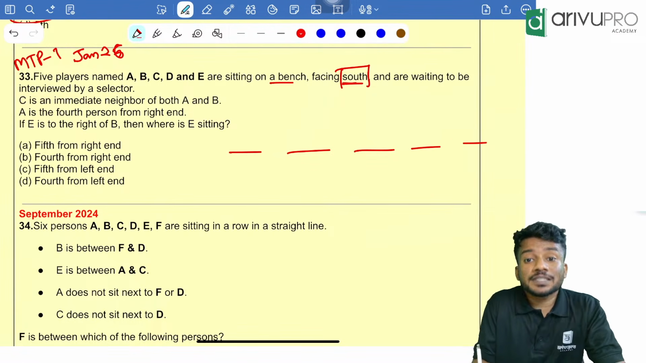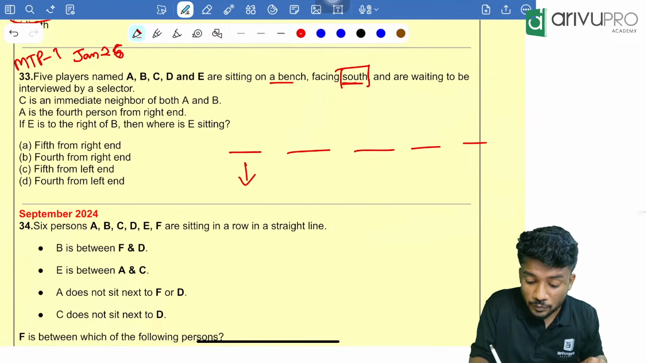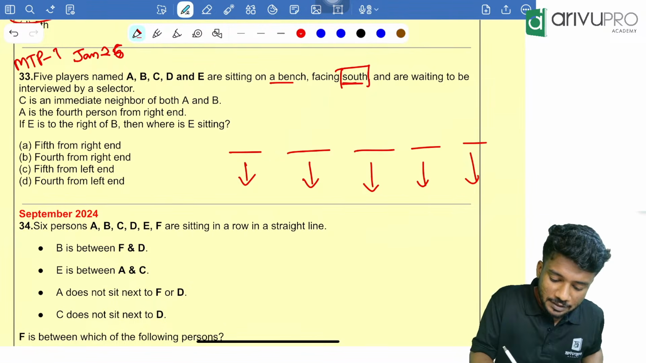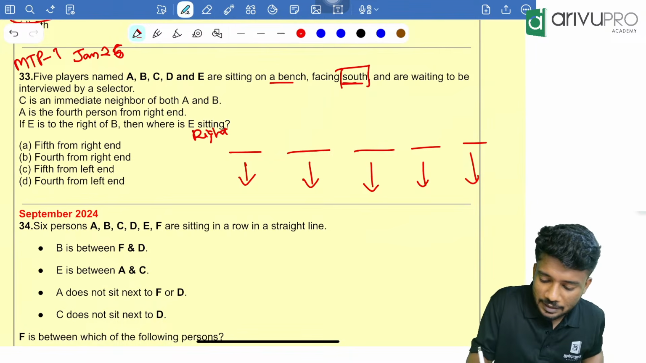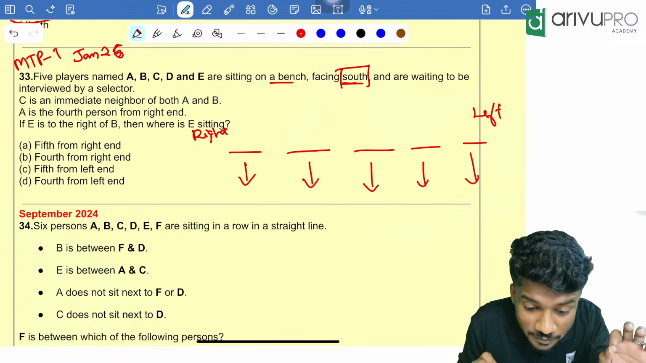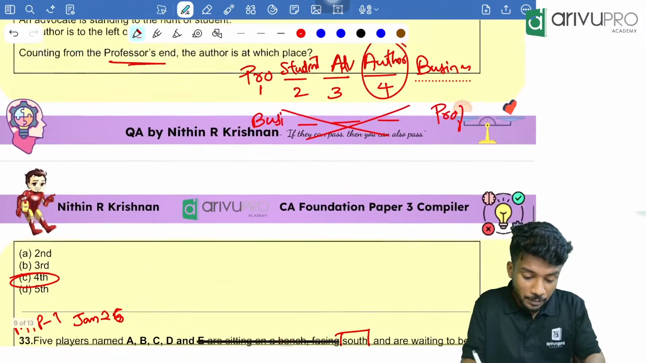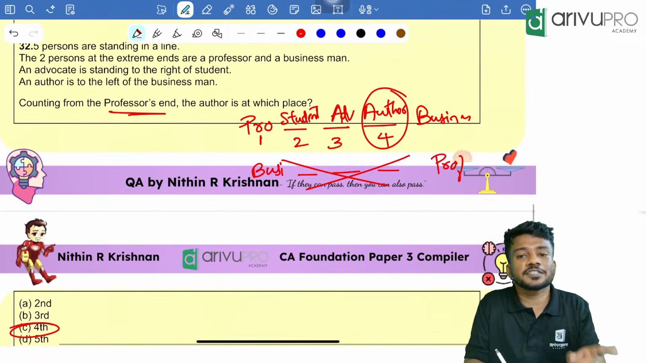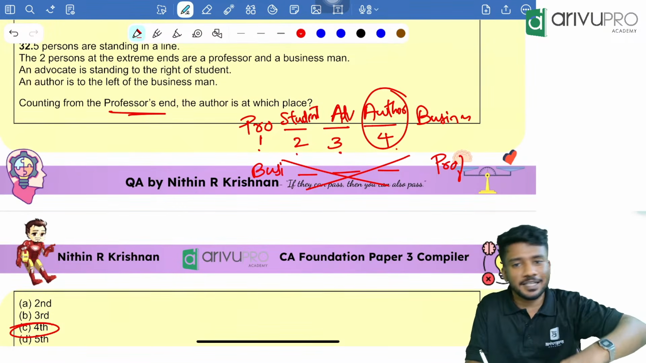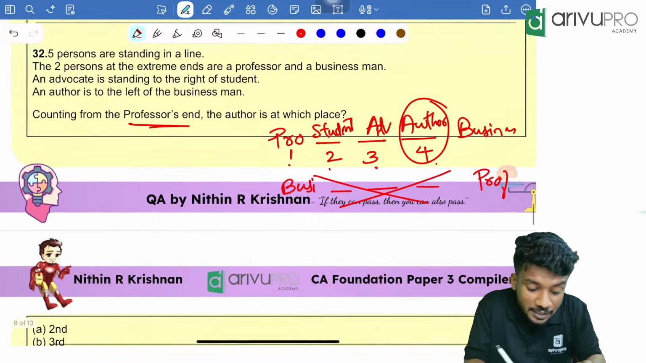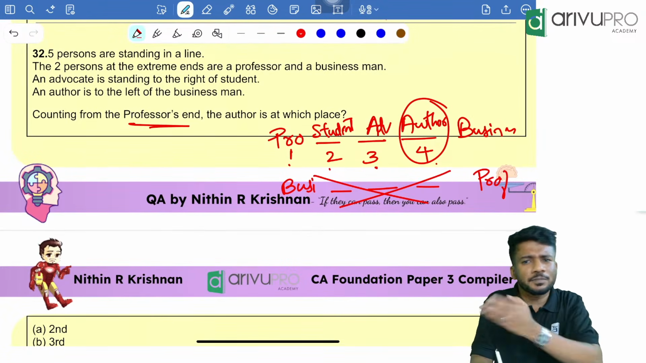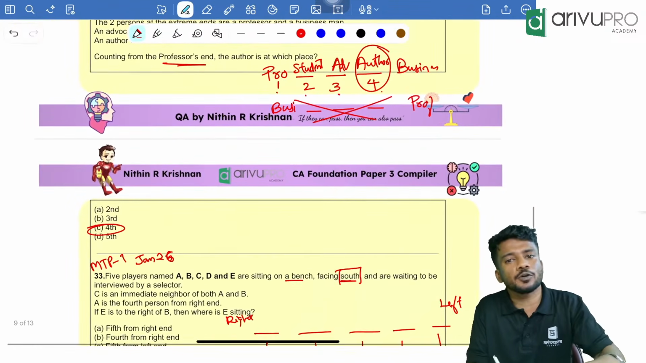They are looking towards south, correct? That means which is the right end? This is the right end and this is the left end. Very, very important. Regarding the previous question, they are asking from the professor's end itself, so 1, 2, 3, 4 is the answer. We need to count from that end itself, and count the professor also.